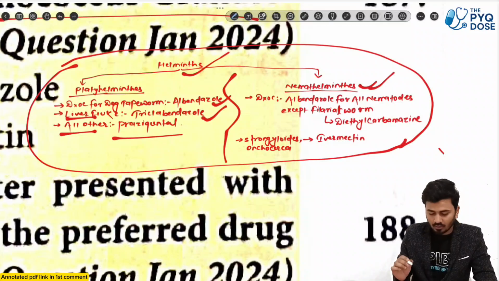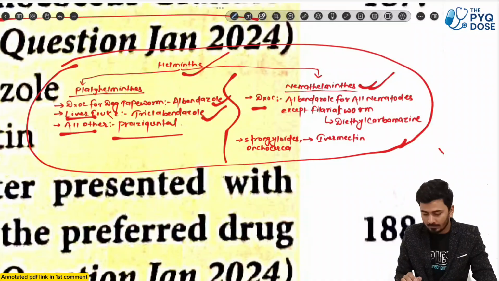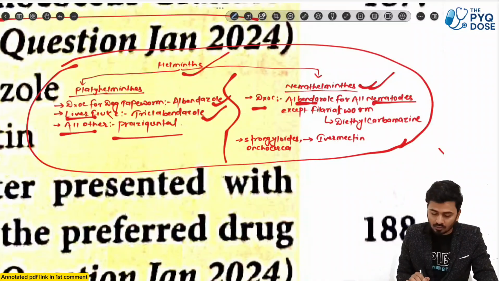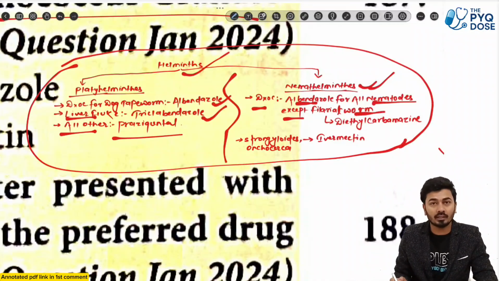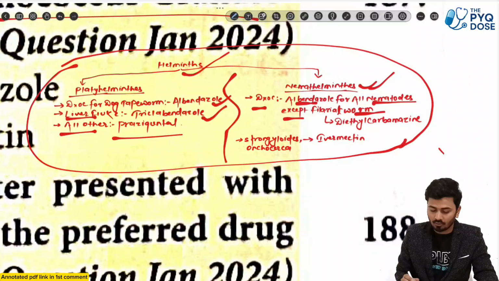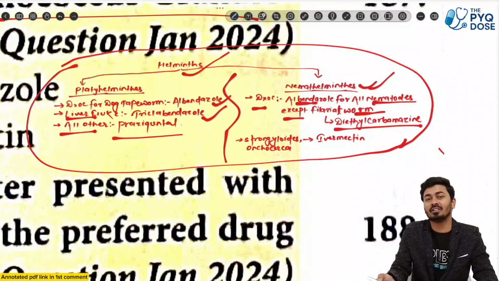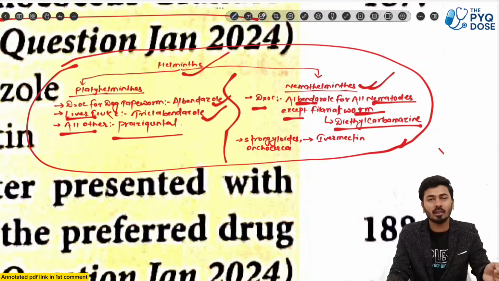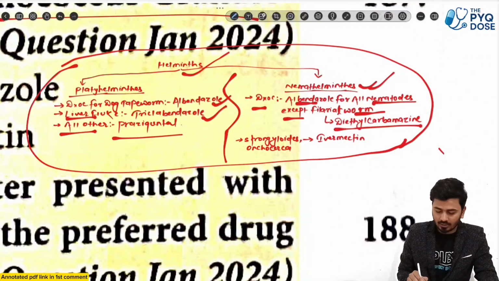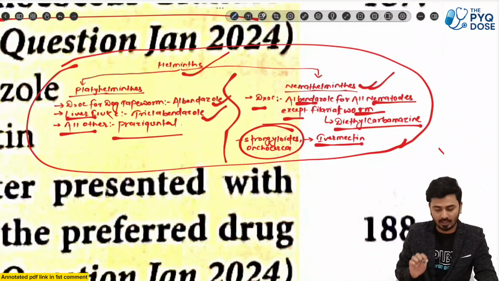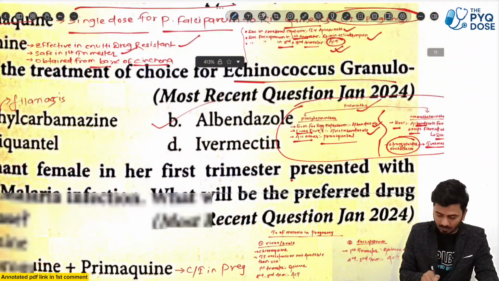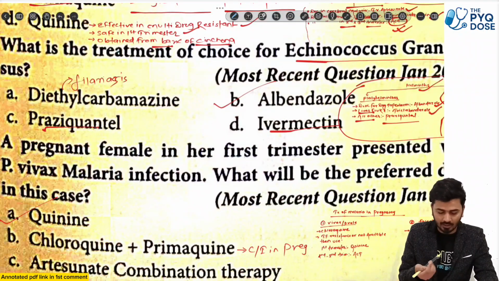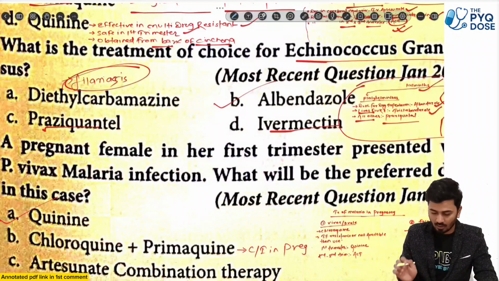Next is nemathelminthes, that is roundworms. The drug of choice will be albendazole for all nematodes, except a filarial worm. Filarial worms like Wuchereria bancrofti, for that we will use diethylcarbamazine, and in the options you will see DEC will be there. We will solve that also. So what will we use for strongyloides? We will be using ivermectin for strongyloides, and for onchocerca we will use ivermectin. So ivermectin for which, albendazole for which, praziquantel, diethylcarbamazine, that is filariasis, we have already talked.